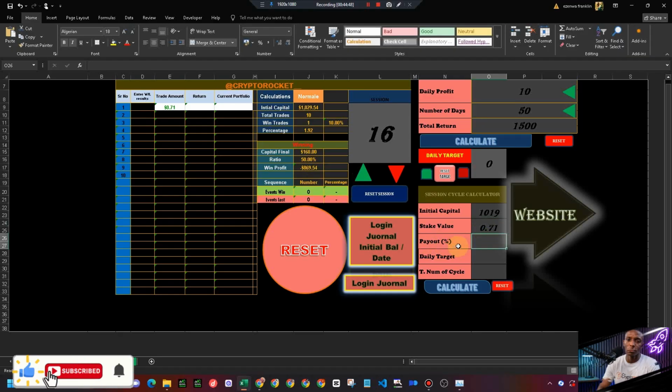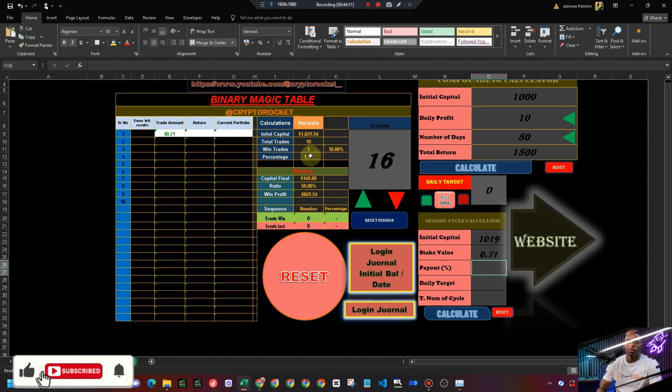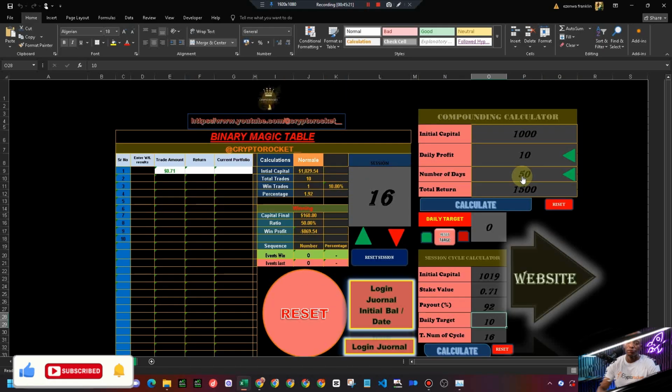Our payout, let me say it's 92%, so we'll put 92%, and our daily target should be $10. If you calculate it, you see 16 cycles, and it's exactly 16. So you need to trade up to 16 times to exceed your daily target, which is what is here, which is correct, right? So that's it. And if you calculate how much you make in a year, in a month, you use this calculator.